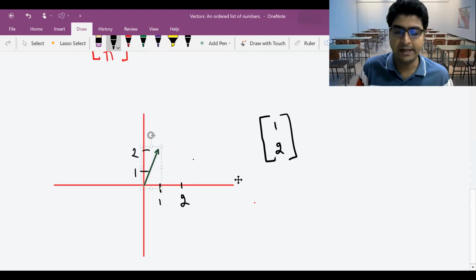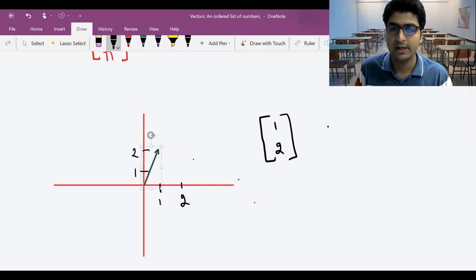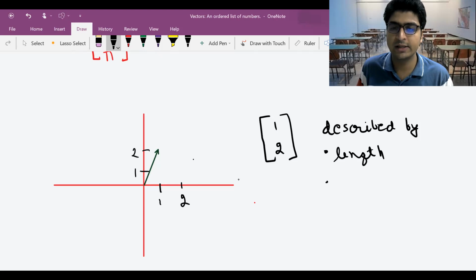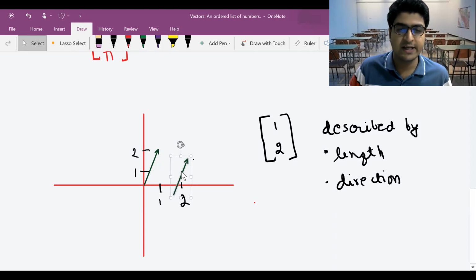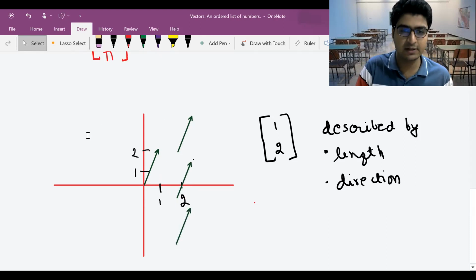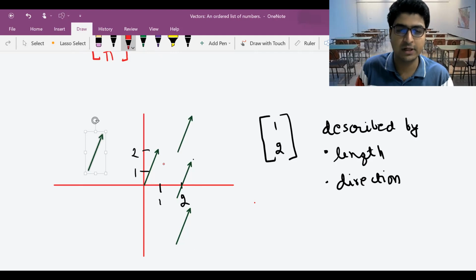A vector is basically described by two things: length and direction. If I take an exact copy of this vector and place it here, notice that the length is the same as the previous one, and it is also pointing in the same direction. So they are actually the same vector, but their positions are different. Similarly, this is also the same vector, and this is also the same vector. This is the one which is starting from the origin.